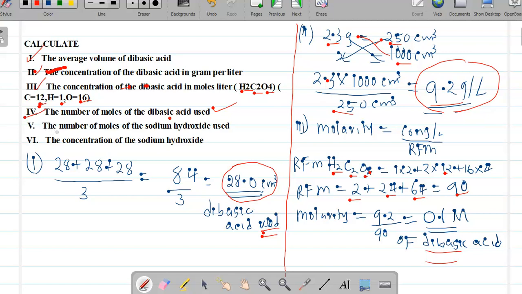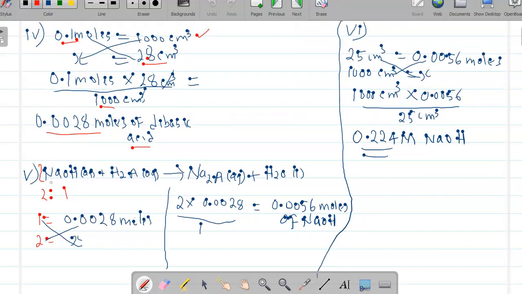Roman 5 is asking the number of moles of the sodium hydroxide solution used. To calculate it, you already have the number of moles of the dibasic acid used. Therefore you use an equation and balance it. For Roman 5, you react sodium hydroxide plus H2A, the dibasic acid.